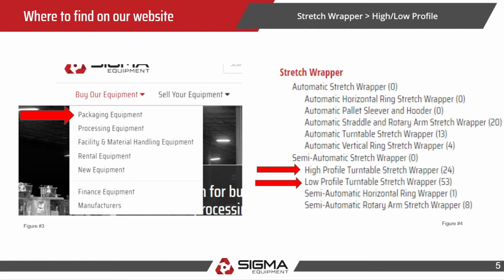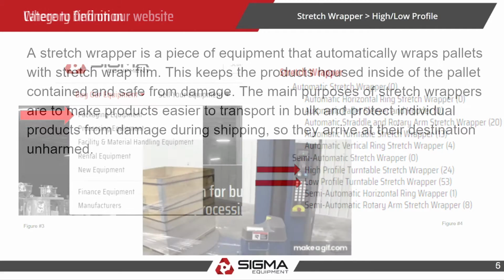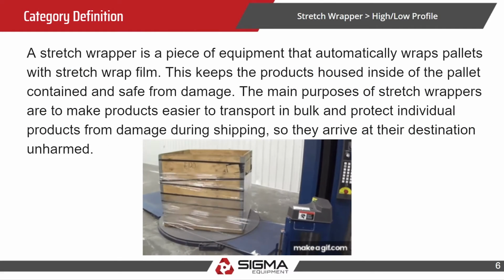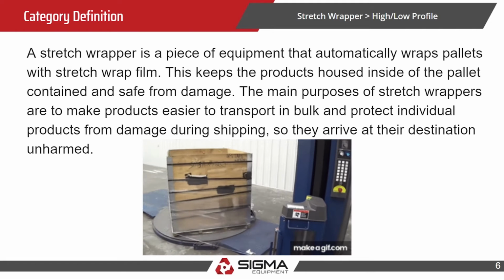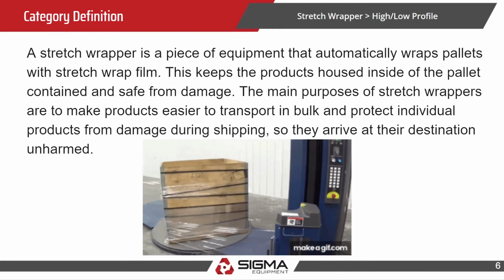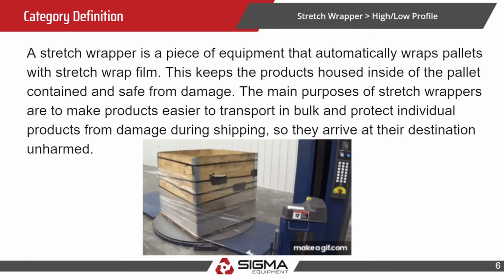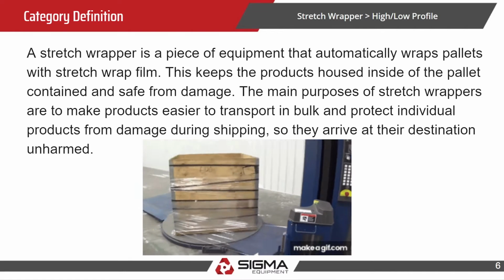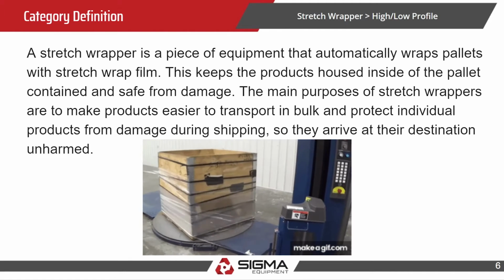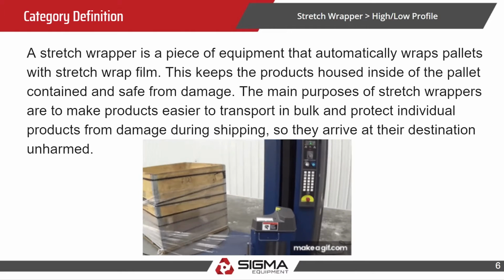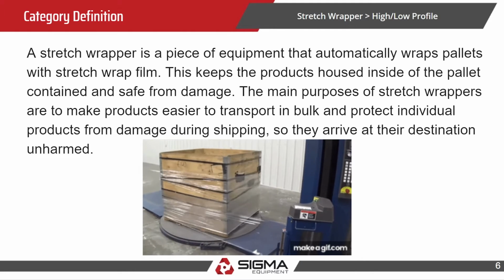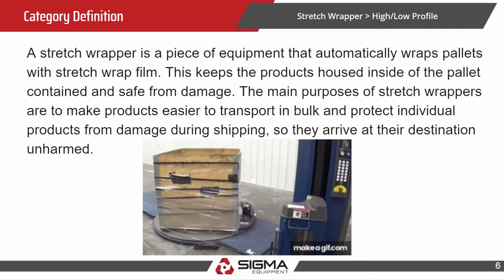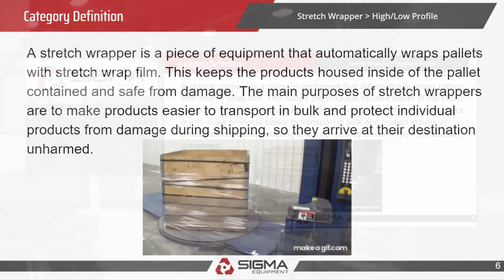So where to find it on our website: if you hit the drop-down menu and go to packaging equipment, and then scroll down to stretch wrapper, you'll find high profile and low profile turntable stretch wrapper. A stretch wrapper is a piece of equipment that automatically wraps pallets with stretch wrap film. This keeps the products housed inside of the pallet, contained and safe from damage. The main purposes of the stretch wrapper are to make products easier to transport in bulk and protect individual products from damage during shipping, so they arrive at their destination unharmed.